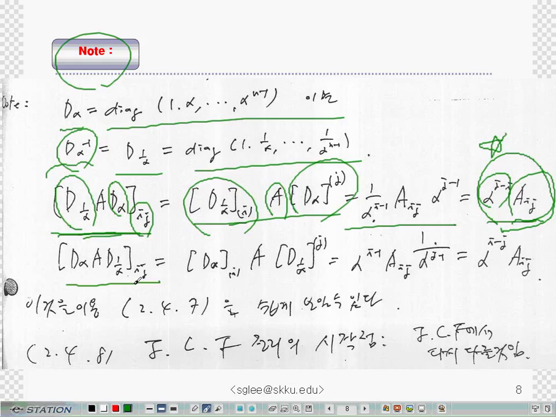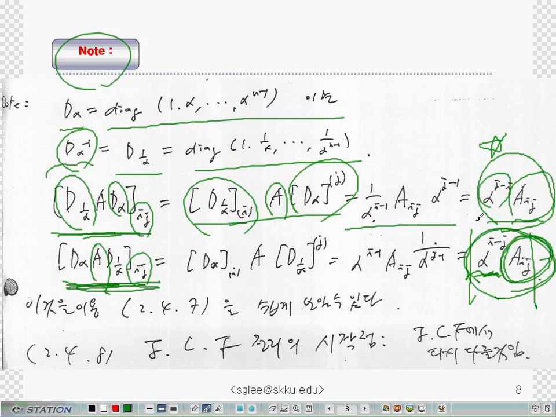Same thing here. If we find this type of similar matrix and the ij entry of it, then the only difference is alpha to the i minus j power times the A ij entry. What this means is this is an entry of this A matrix. If we give this similarity, we can control the size of this entry. Okay?